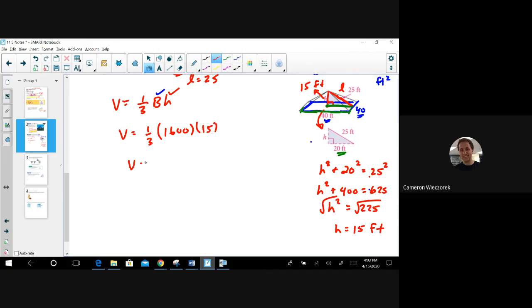Okay. This one you can type into your calculator. You give that a shot, kind of like I did the last one. Give yourself a second to type that in. See what you get. You should get 8,000 cubic feet. But that's how much space would be held inside of that pyramid. That's pretty much it for pyramids. You need the base area, you need the height, and then you need to remember to divide by 3 or multiply by 1/3.